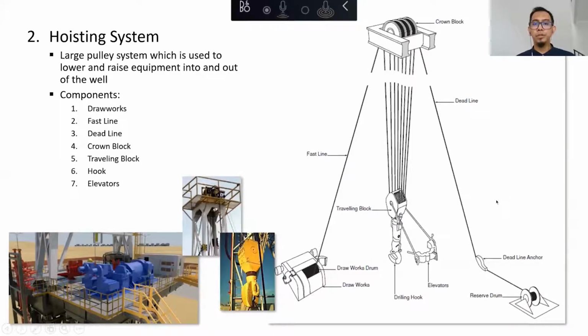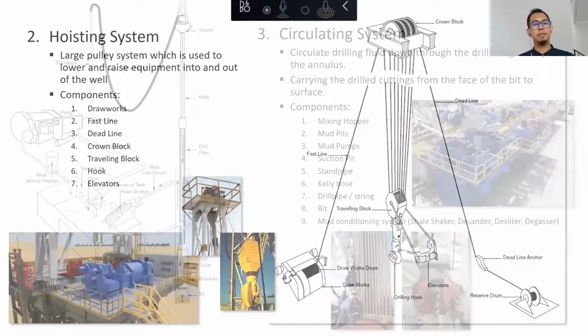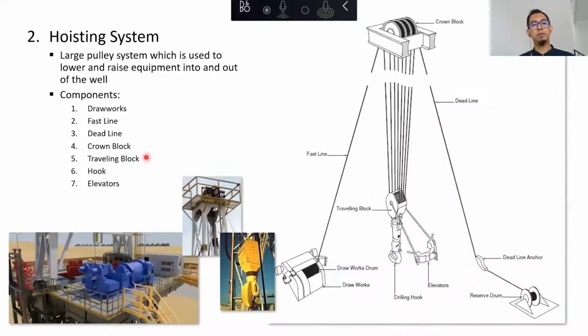So that's about the hoisting system. You got drawworks, fast line, dead line, crown blocks, traveling blocks, hooks, and elevator.